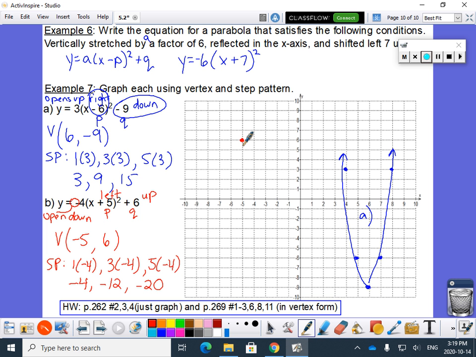And then let's go over 1, down 4. Over 1, down 12. That's going to bring us all the way down here. Over 1, down 4. Over 1, down 12. And there we go. And that there is B.